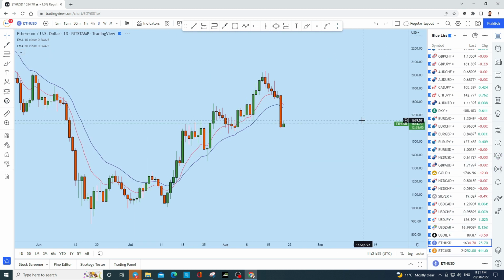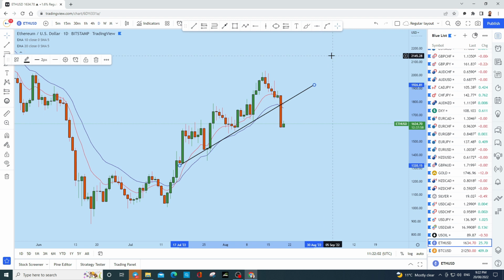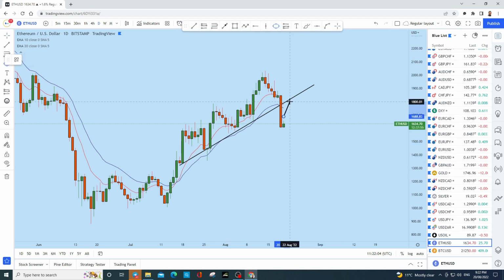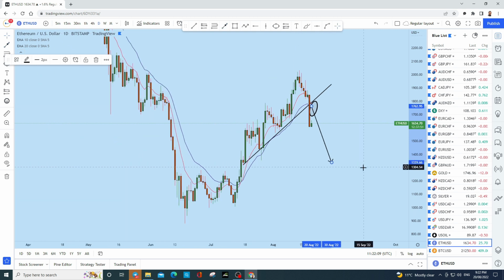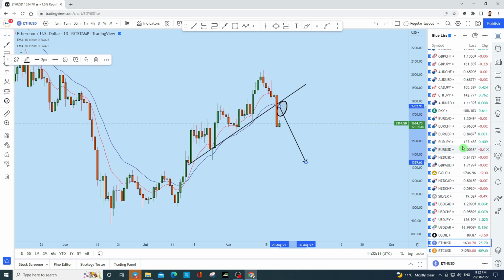Now, Ethereum USD on the daily perspective, the same kind of setup, just a little bit different in price action. We will look for a potential shorting opportunity on Ethereum USD from this zone to the downside with a high risk to reward ratio. So these are the two cryptocurrencies that we'll look at.